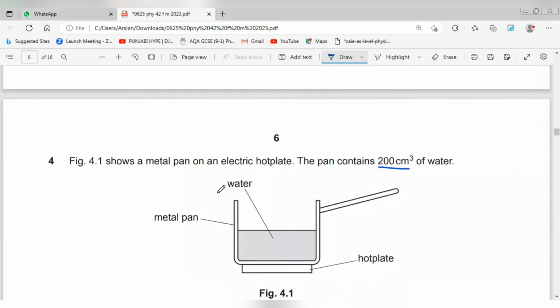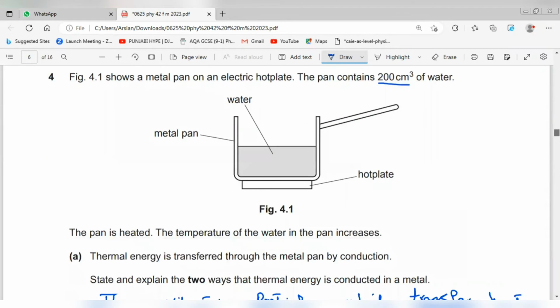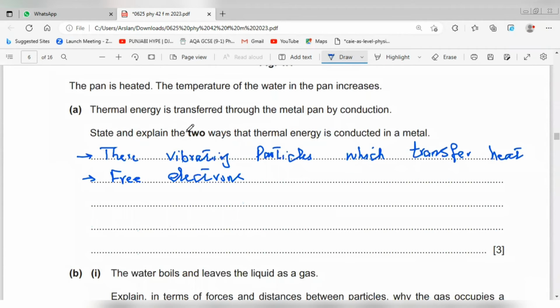So here is question number 4. Figure 4.1 shows a metal pan on an electrical plate. The pan contains a volume of water, 200 cubic centimeter. So here is a diagram. The pan is heated. The temperature of water in the pan increases. So thermal energy is transferred. Heat is transferred from one part of the pan to another part. So state and explain two ways.